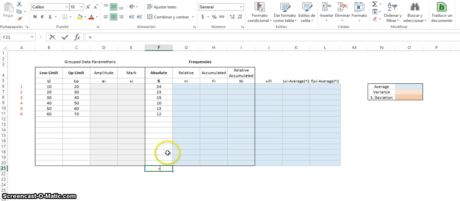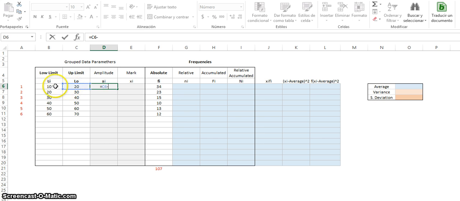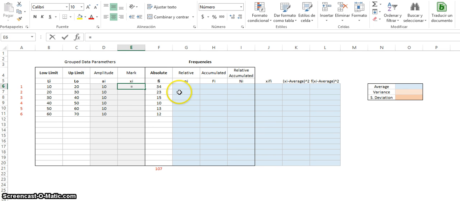First, you need to get the addition of the absolute frequencies to obtain the n value. Then you have to calculate the amplitude, which is equal to the up limit minus the low limit, and copy the formula. For the class mark, you need to add the low limit and the up limit and divide it over 2. And then copy the formula.